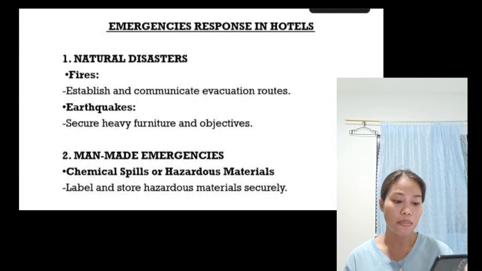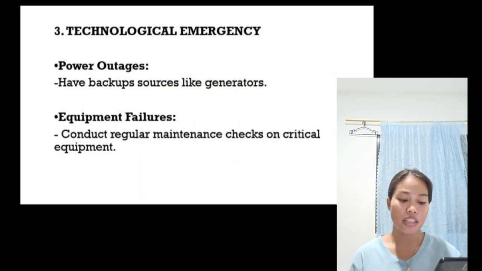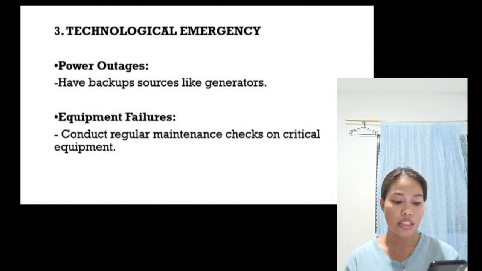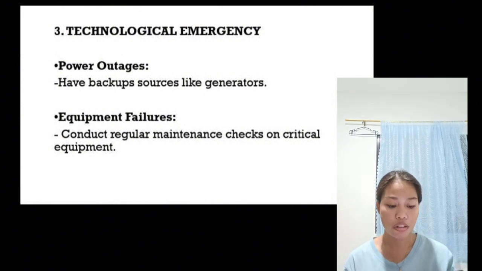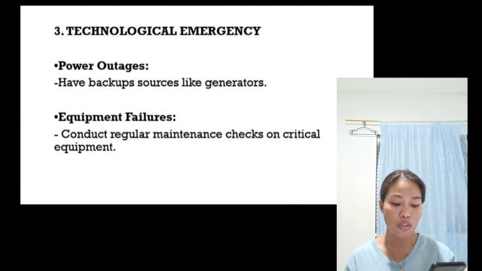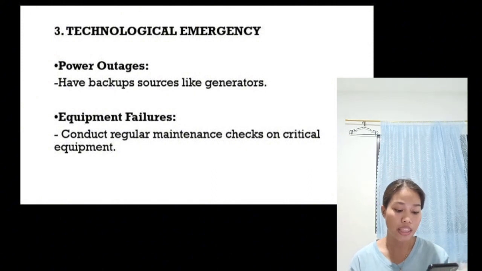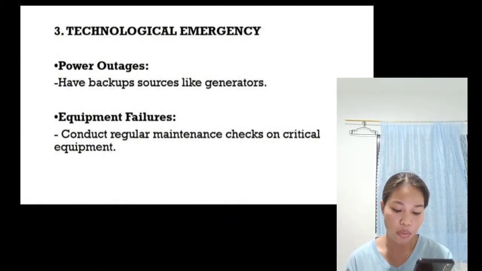Second is the man-made emergencies. Examples of man-made emergencies are chemical spills or hazardous materials. So we need to label and store hazardous materials securely. Next is the technological emergencies. Examples of this are power outages and equipment failures. In power outages, we have to back up sources like generators. And in equipment failures, we need to conduct regular maintenance checks on critical equipment.